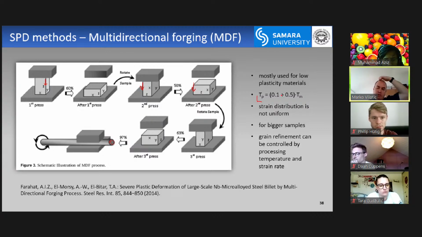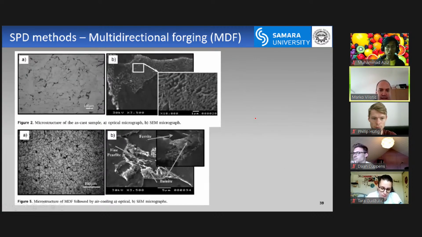The processing temperature is not high. Why? Because if the temperature is high, you will have grain growth. We still want to have grain refinement, we want smaller grains. So as I said, it's usually used for bigger samples, and you can check the microstructure.